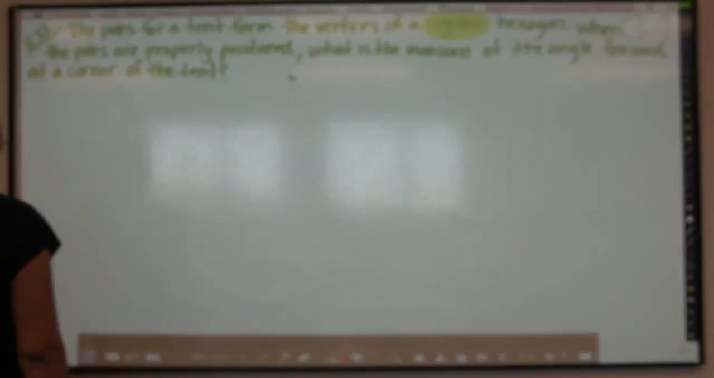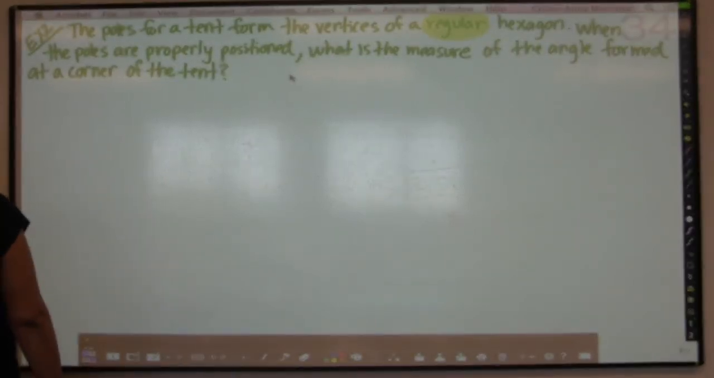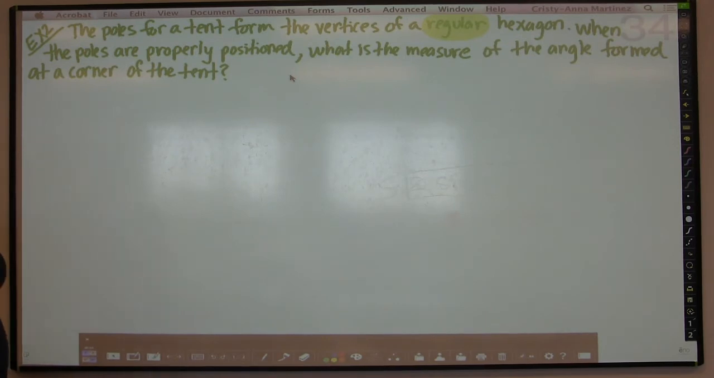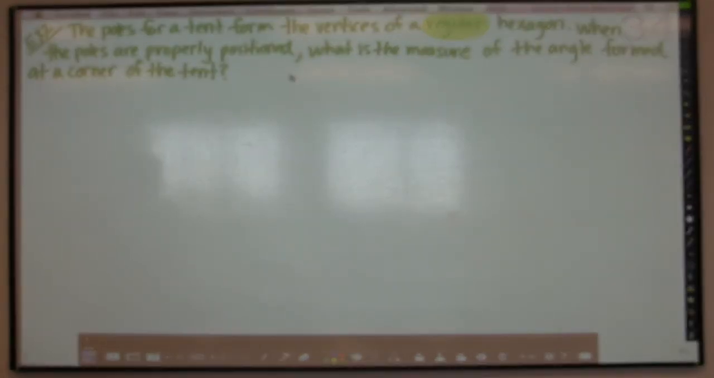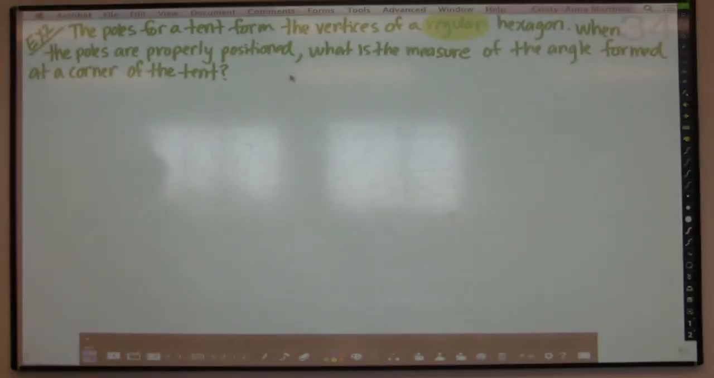Here we have example 2. It says the poles for a tent form the vertices of a regular hexagon. When the poles are properly positioned, what is the measure of the angle formed at a corner of the tent? Now we don't need a diagram. I could totally draw one for you if you'd like. But the important thing here, and to show you how important it was, I went ahead and highlighted the word regular.